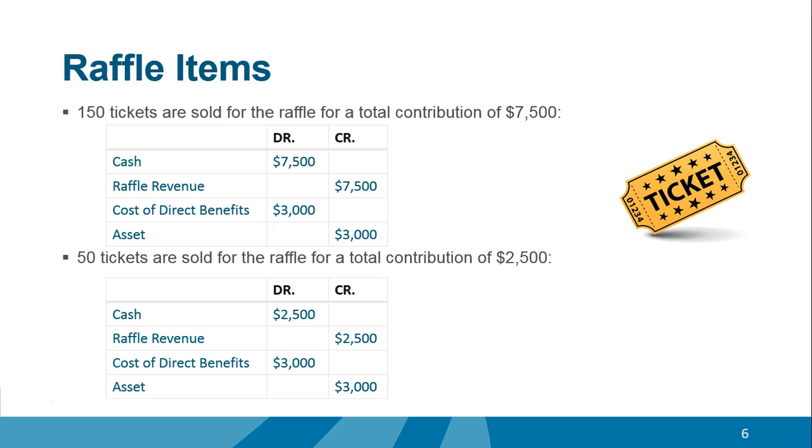In the next scenario, 50 tickets are sold worth $2,500, less than what the vacation package was valued at. This time, the debit to cash and credit to revenue would be for the $2,500 that was received, and the rest of the entry would be the exact same. Debit to expense or cost of direct benefits and credit to the asset for $3,000.